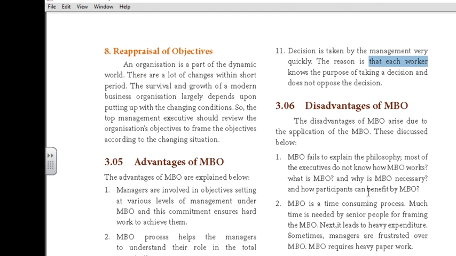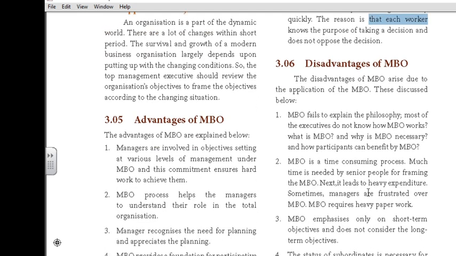Next, what are the disadvantages? Actually, the advantages refer mainly to MBO concentrating on the individual person and the superior's authority, and it involves the subordinates' work and it is appreciated. This is the main concept. MBO is a very big advantage.